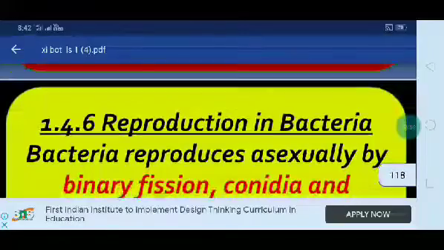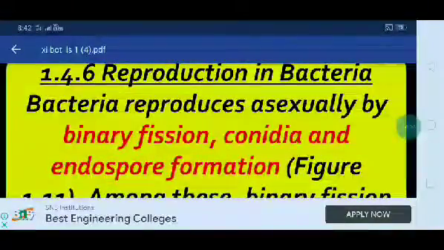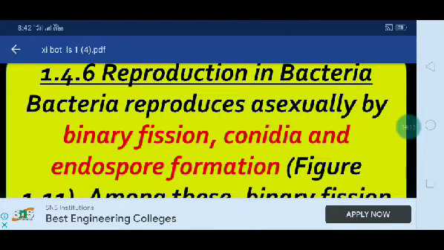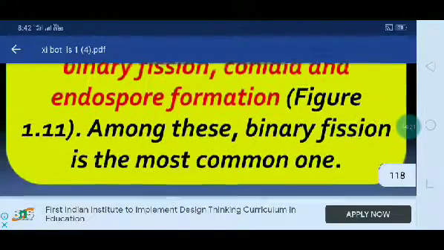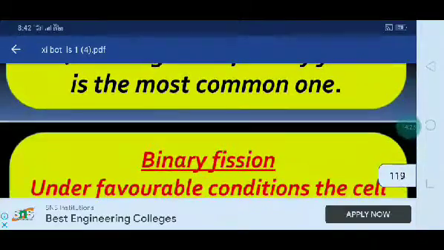Then, reproduction in bacteria. What are the reproduction techniques present in bacteria? Bacteria reproduce by binary fission, conidia and endospore formation. There are three ways the bacteria are reproduced: binary fission, conidia and endospore formation. Among these, binary fission is the most common in bacterial reproduction.